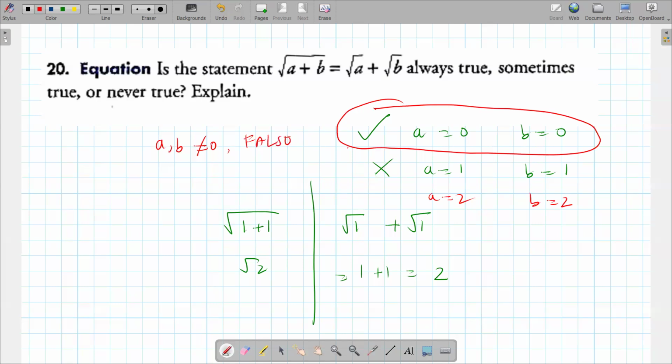You can write it like this. And when A and B are 0, it's true. And that will be the answer. Cool?